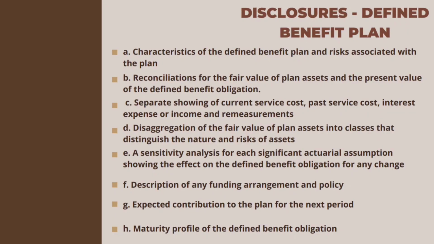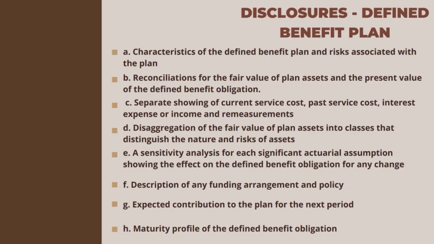So, disclosure of defined benefit plans. A is the characteristics of defined benefit plans and the risks associated with the plan. B is the reconciliation for the fair value of plan asset and the present value of the defined benefit obligation. C. Separate showing of current service costs, past service costs, interest expense or income, and remeasurement. D. Disaggregation of fair value of plan asset into classes that distinguish the nature and risk of the asset.